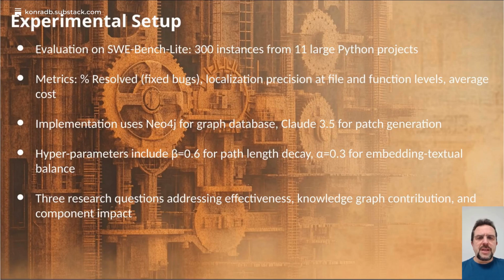The authors evaluated KG Compass on SWE Bench Lite, which includes 300 real-world bugs from large Python projects. Each bug comes with a natural language description, but no explicit location information, making it particularly challenging. Primary metrics track successful fixes, localization accuracy, and cost efficiency. They implemented the system using Neo4j for the graph database and Claude 3.5 for repair generation. The experiments answer questions about overall effectiveness, the specific value added by the knowledge graph, and the impact of individual components.